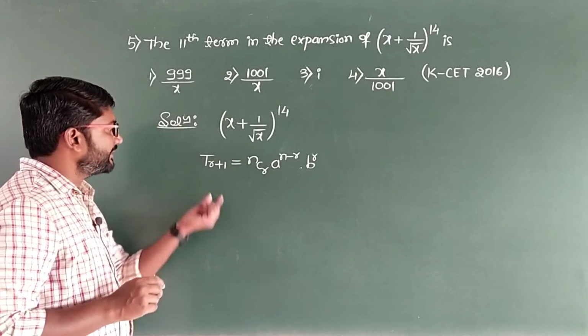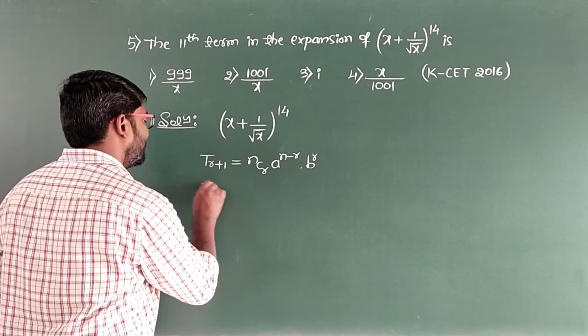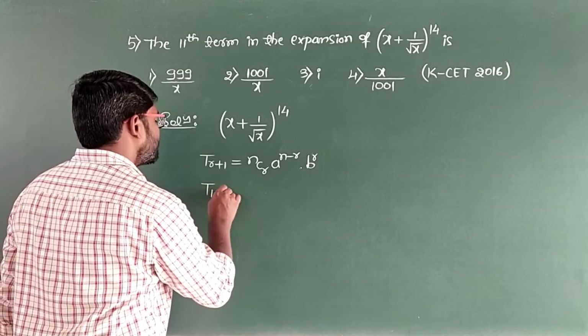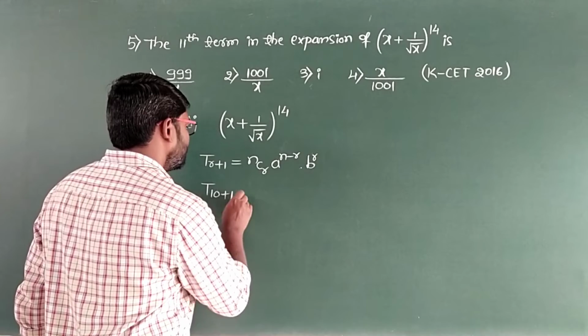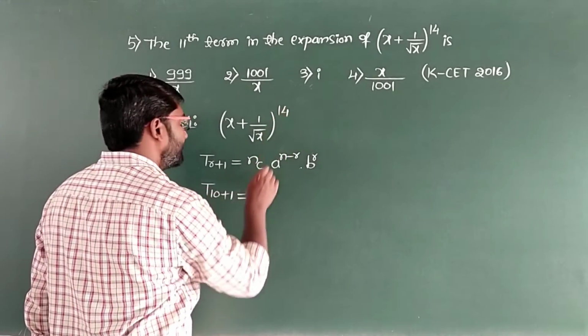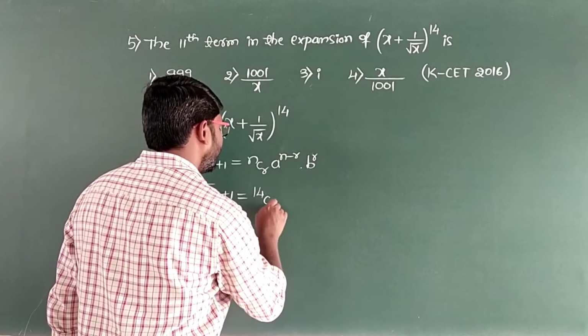11th term means the small r value must be 10 here. Keep this in mind. So here we get T(10+1), so overall it becomes the 11th term. So T(10+1) equals nCr, where n value is 14, 14C, and small r value will be 10.